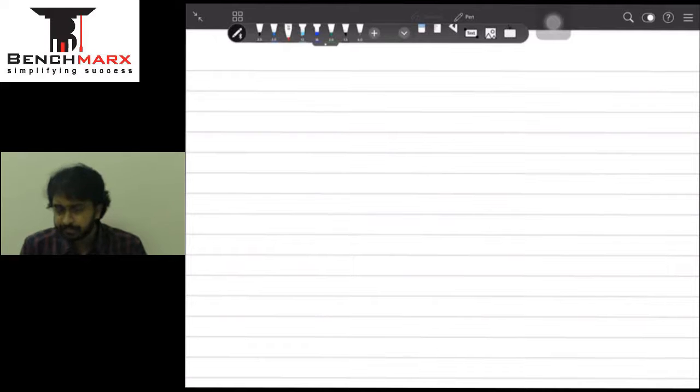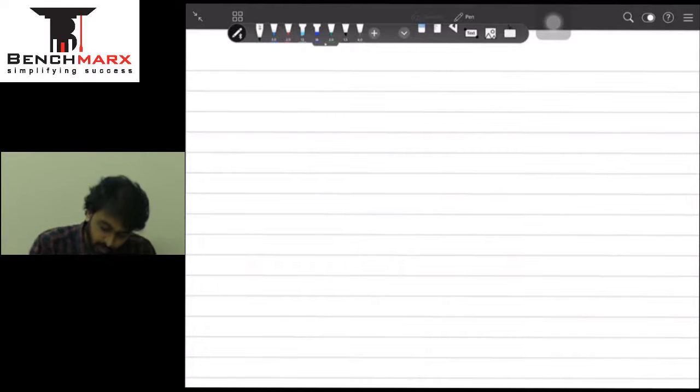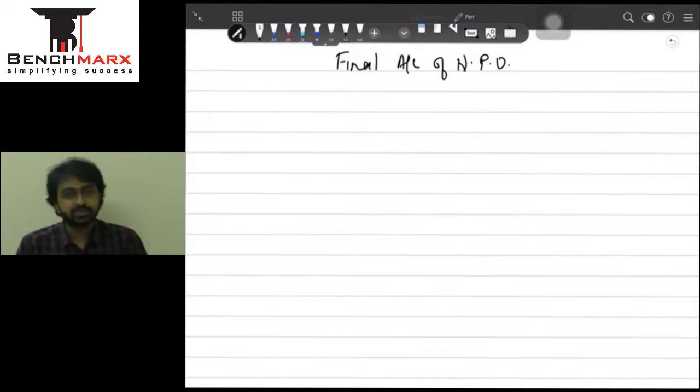A very simple chapter. This is more on the lines of final accounts, but we'll be doing final accounts not of partnership firms or proprietary businesses, but of non-profit organizations. So before we start the concepts of the final accounts, I'll simply introduce you to the concept of what we mean by a non-profit organization.